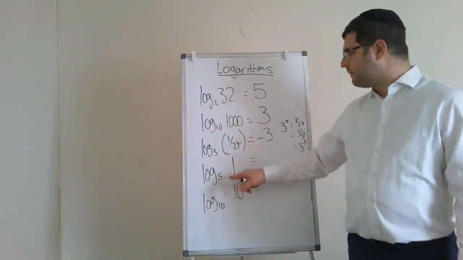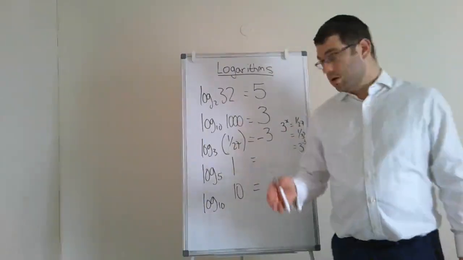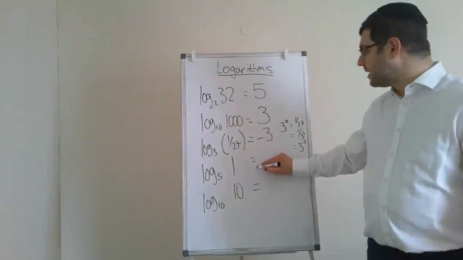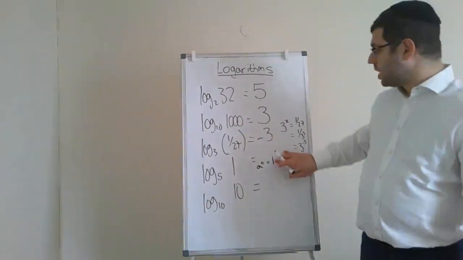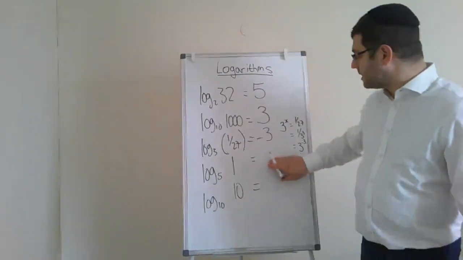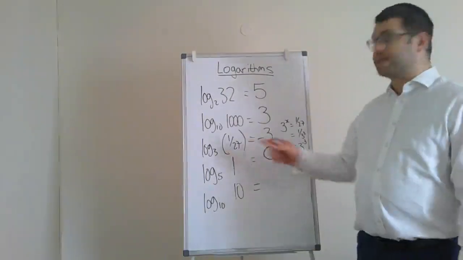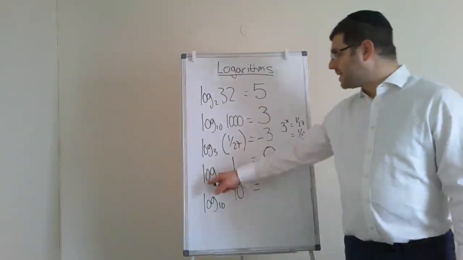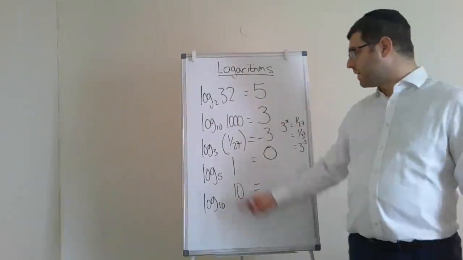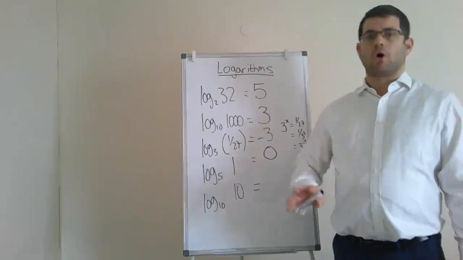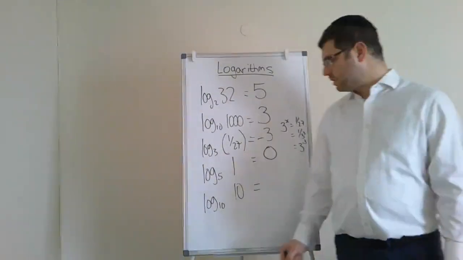Log base 5 of 1. What power of 5 gives me 1? Well, you may recall from GCSE that anything to the power of 0 is 1. So, the answer to this is 0. And not only is it 0 for this specific example, but log to any base of 1 is 0. Because anything to the power of 0 is 1. So that could be 6, 7, 8. Log for any base of 1 will always give me 0. That's a very important result.